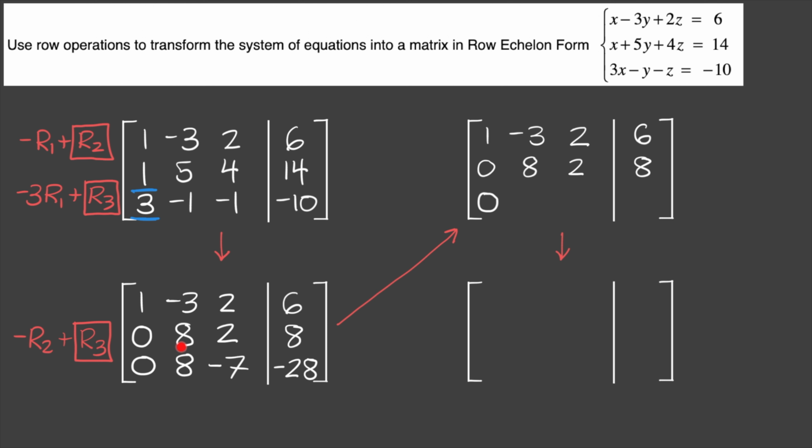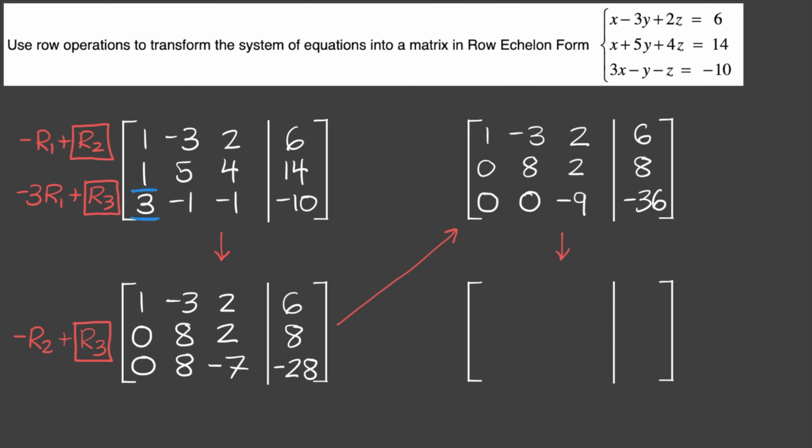Now we're going to do the second number here. So negative times 8 is negative 8, plus 8, which is 0. And that was the whole point. That was why we were doing this step. Next, negative times 2 is negative 2, plus negative 7 gives us negative 9. And then the last one, negative times 8 is negative 8, plus negative 28, which gives us negative 36.